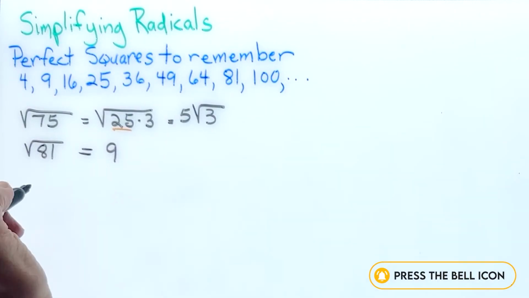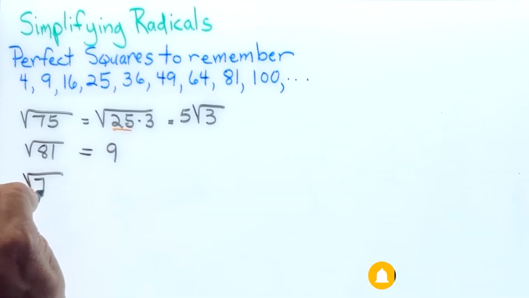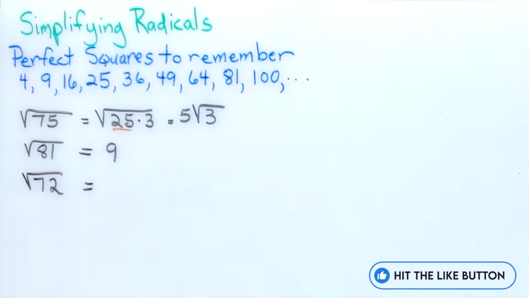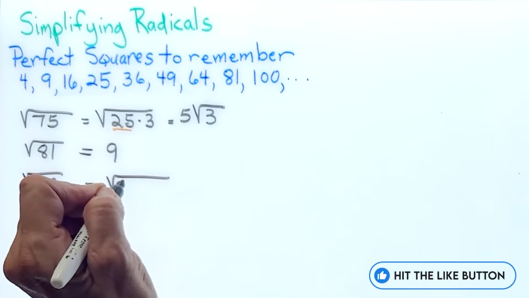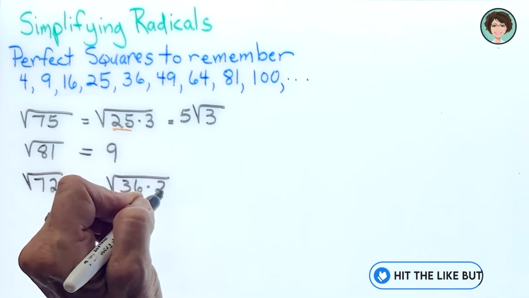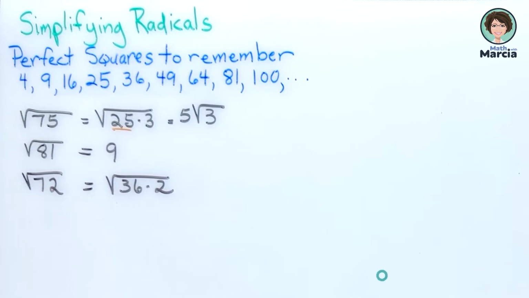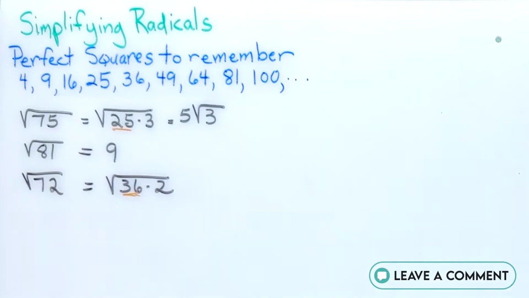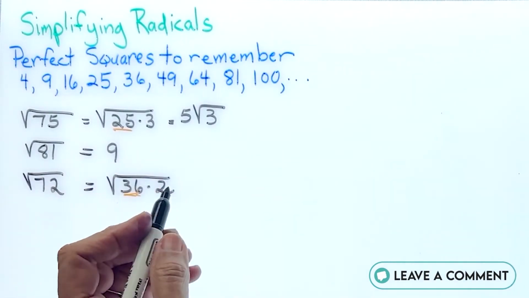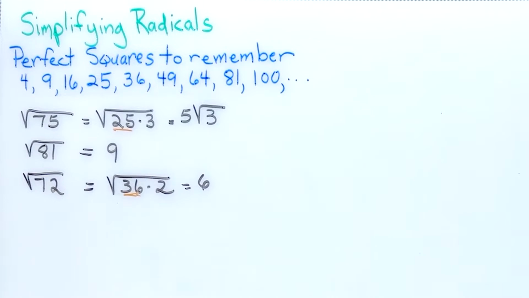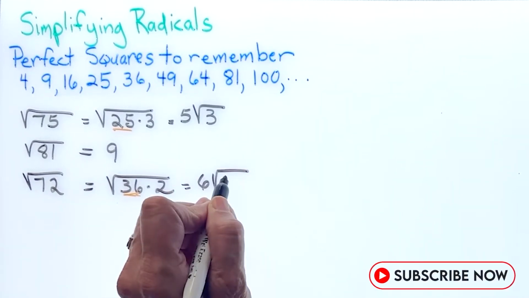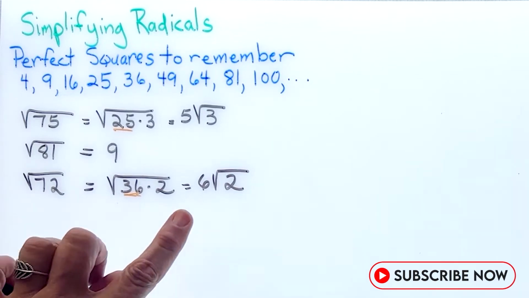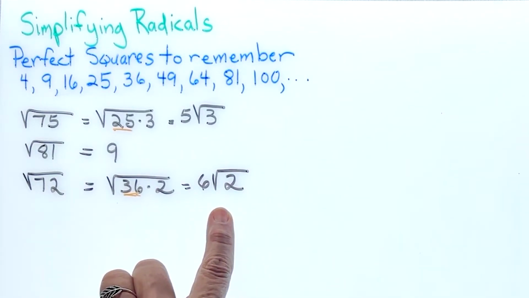We now are going to simplify the square root of 72. Well, knowing my perfect squares, I know that 36 times 2 is equal to 72. Hiding inside those factors, here we have a perfect square. So the square root of 36 is equal to 6, and our 2 is left inside the square root symbol. So the square root of 72 is 6 square roots of 2.